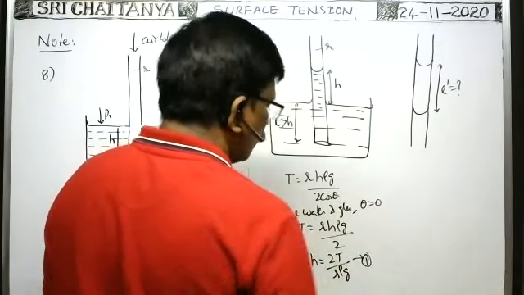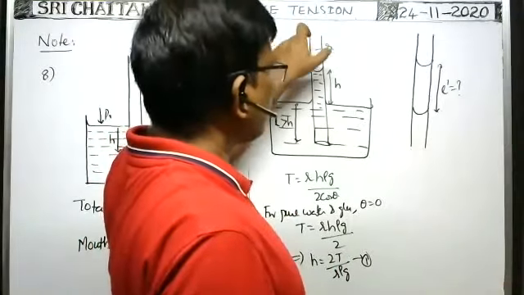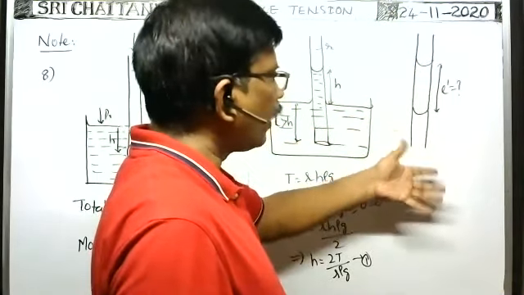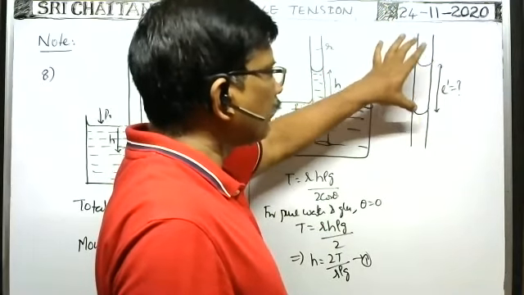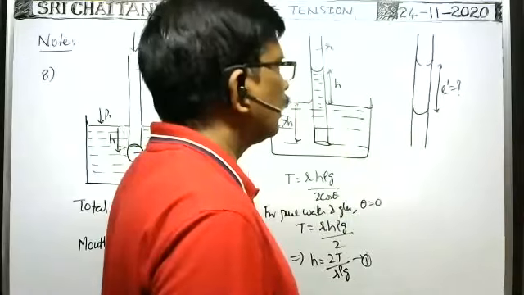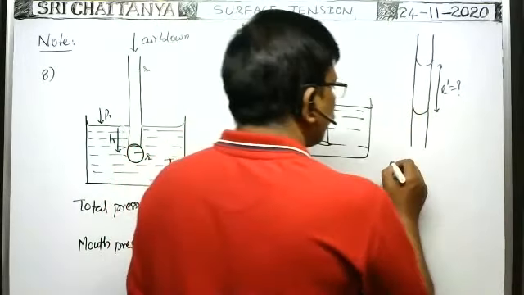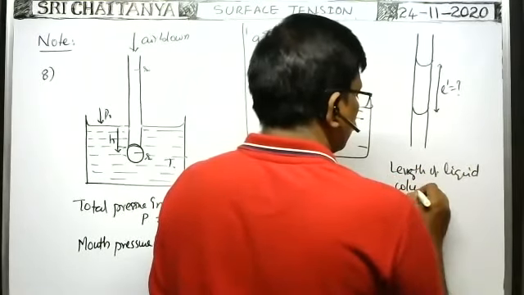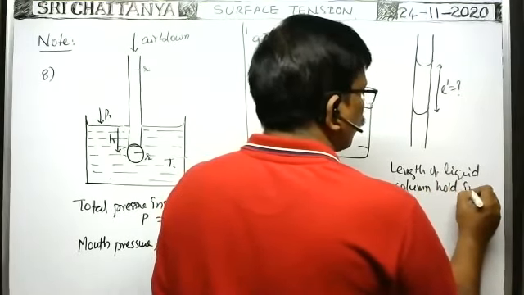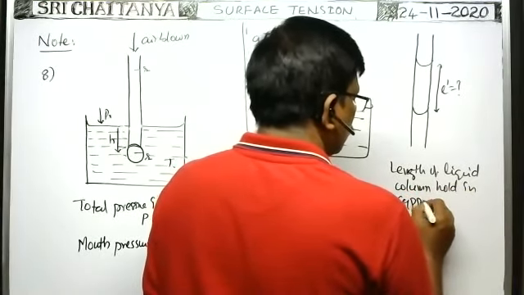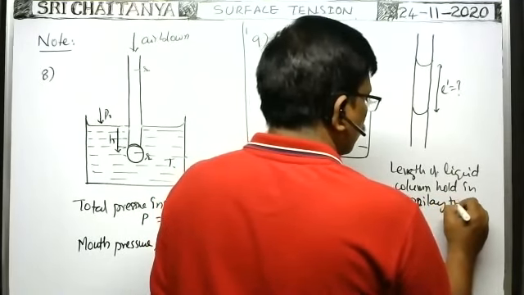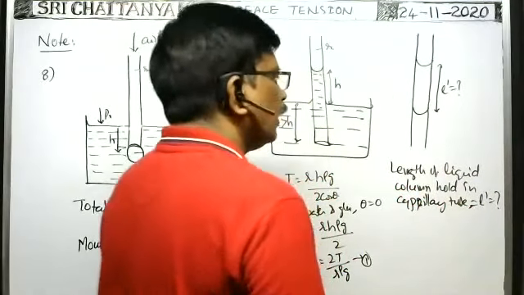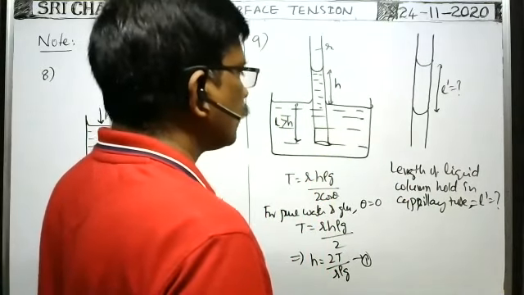This is equation 1. Now, whenever the capillary tube is removed from the liquid and kept vertically, some liquid comes out drop by drop, and the remaining liquid has a shape like this. Then what is the length of the liquid column held in the capillary tube? Length of the liquid column held in the capillary tube, L dash, is equal to question mark.